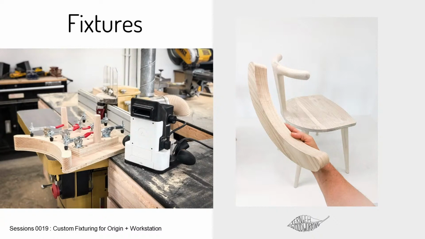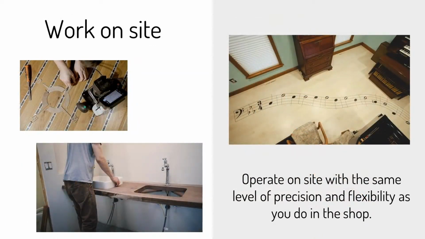And then I think there's one more we're going to go over real quick, is working on site. So Origin is a portable tool. You can bring it on site. I have some images here of flooring inlays where people are putting inlays into the floor. You see the large musical note to the right, and then also a smaller inlay to the left. These are all kind of things you can do on site. And it really gives you that level of precision that you normally don't have when you're on site.